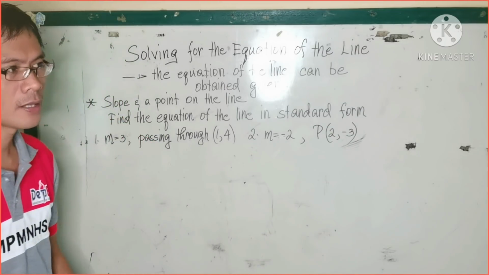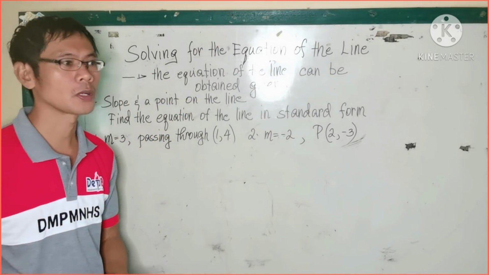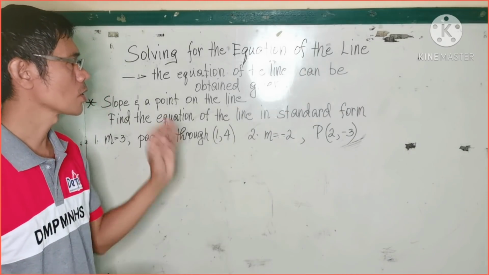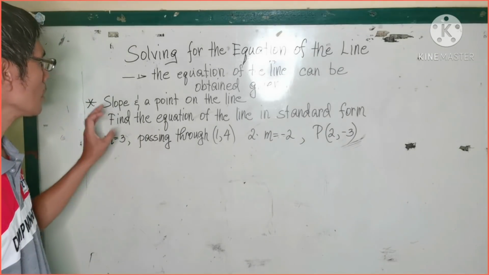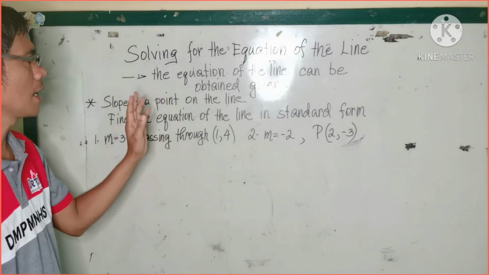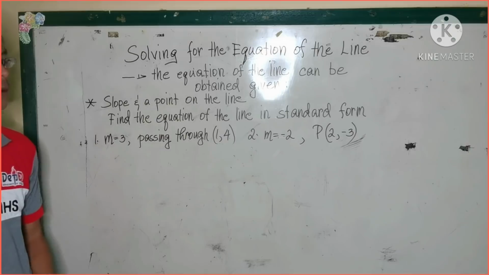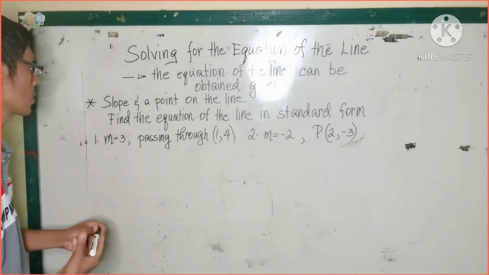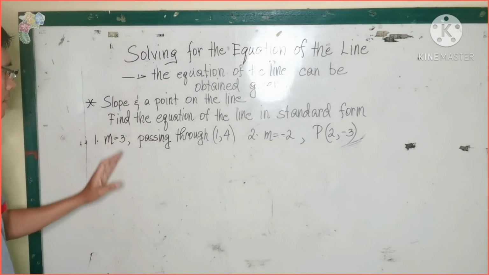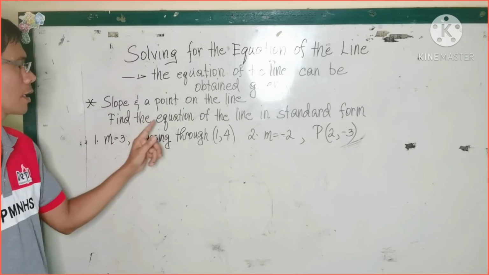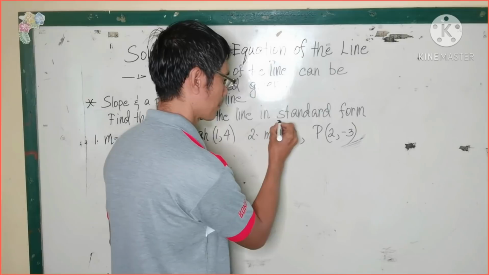Of course we are still on the topic of solving for the equation of the line, and if you are to solve or obtain the equation of the line, there must be something given. So this time we are going to solve for the equation of the line given the slope and a point on the line. So you have there the direction. Find the equation of the line in standard form.